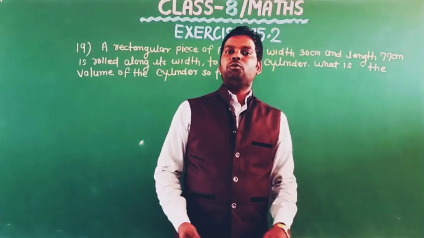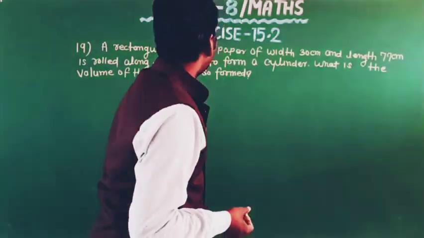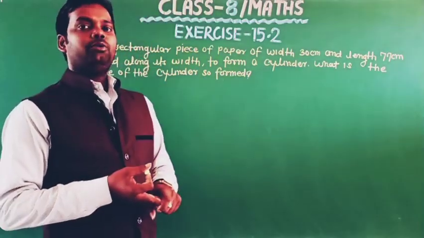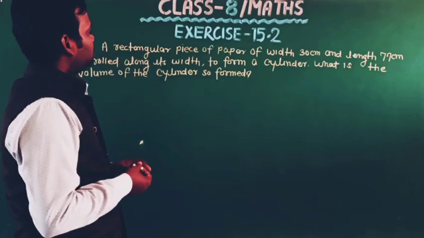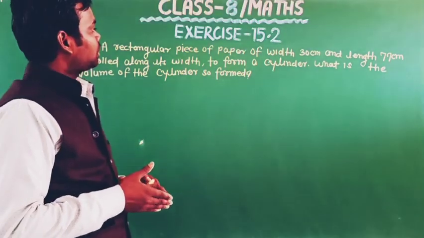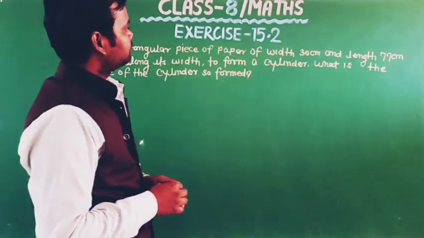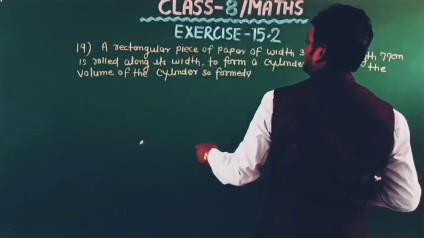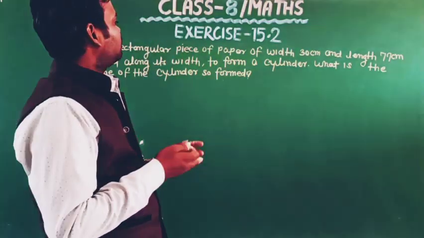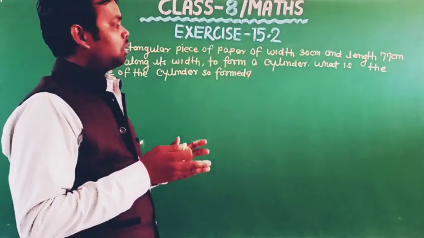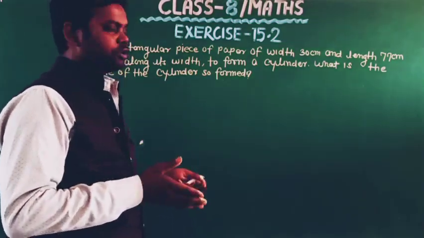Now move to question number 19. This is the last question of exercise 15.2. In this question it has been said that a rectangular piece of paper of width 30 centimeter and length 77 centimeter is rolled along its width to form a cylinder. Then we have to find the volume of the cylinder so formed.